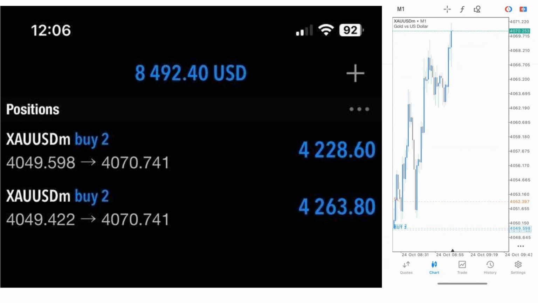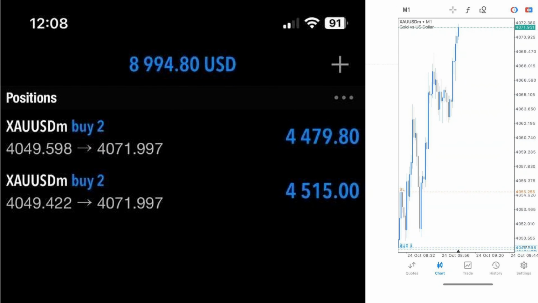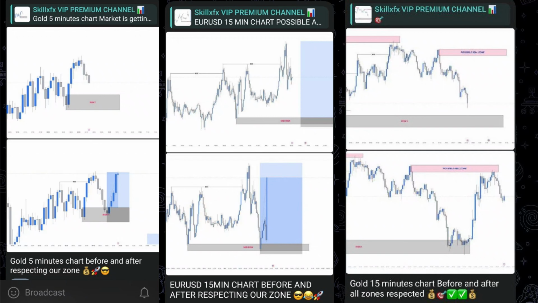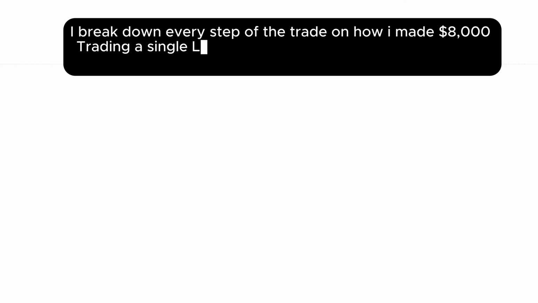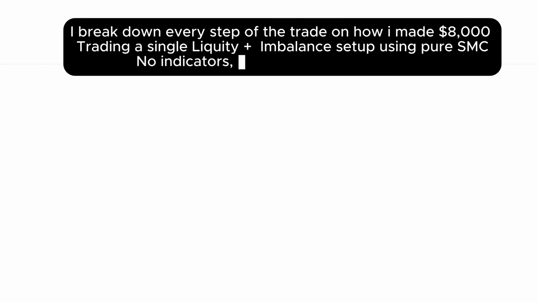Have you always been wondering how I'm making these profits each and every time whenever I'm trading or whenever I set zones? The market respects most of my zones. In this video, I break down every step of the trade on how I made 8,000 US dollars trading a single liquidity plus imbalance setup using pure smart money concept. No indicators, no guessing, just precision.